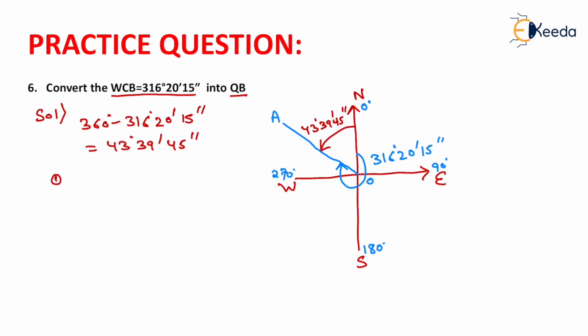So the quadrantal bearing of survey line OA will be equal to north 43 degree 39 minutes 45 seconds west. That is the quadrantal bearing of survey line OA.